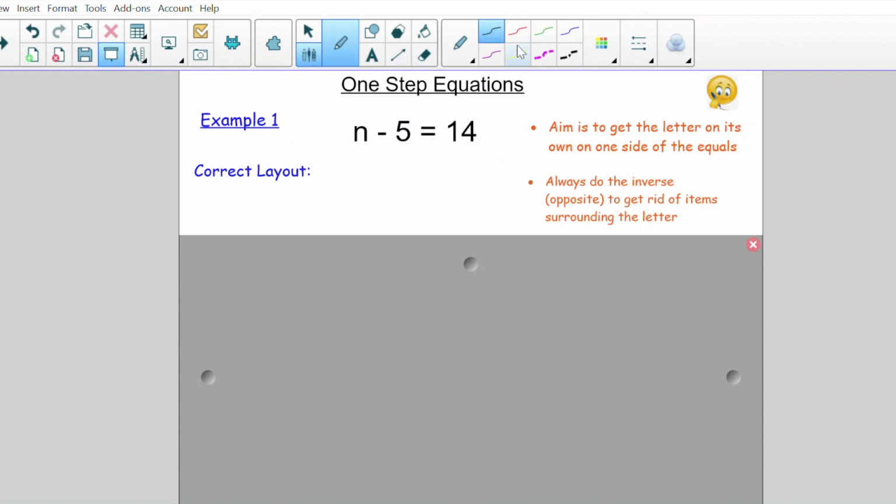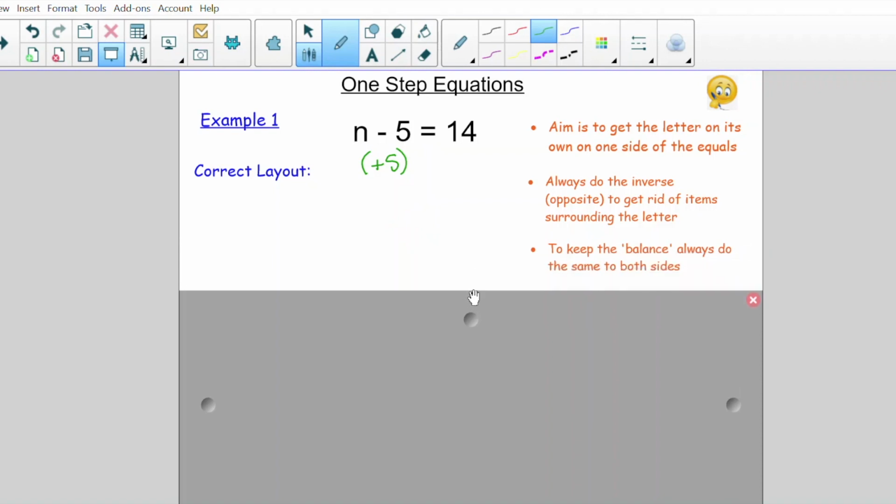So I need to do the opposite to get rid of the minus 5. The opposite of minus 5 is plus 5. So I need to add 5. To keep the balance, so imagine that equal sign is a balance scale. To keep it balanced, I need to do the same to the right-hand side, which means I need to add 5 to the right-hand side. So adding 5 to the left-hand side gets rid of that subtract 5, and then on the right-hand side, 14 plus 5 is 19, and that gives me n equals 19. And there's my equation solved. I've found the value of my letter.